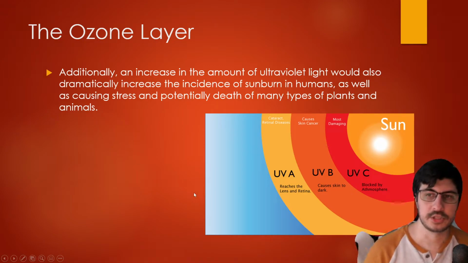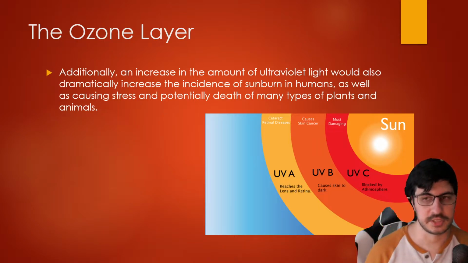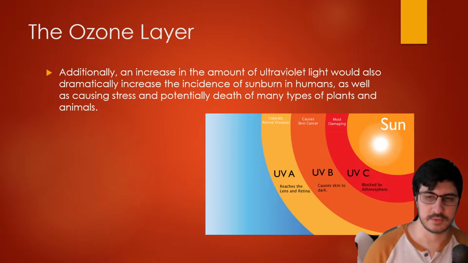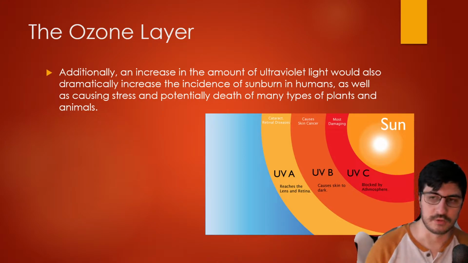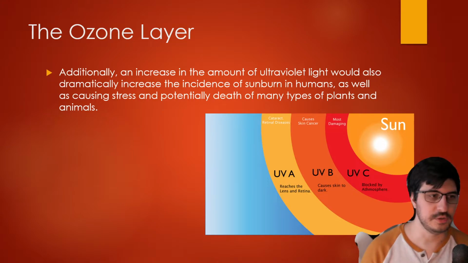Additionally, an increase in the amount of ultraviolet light would also dramatically increase the incidence of sunburn in humans, as well as causing stress and potentially death of many types of plants and animals. There are generally 3 different types of UV rays that come from the sun. You can see them from the image here. We have UVA, UVB, and UVC.